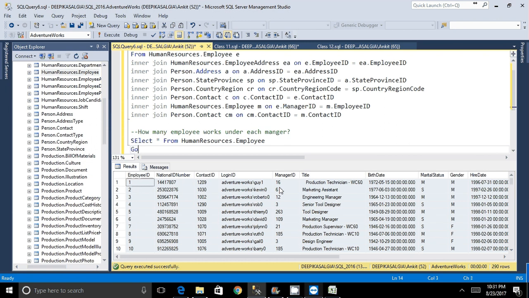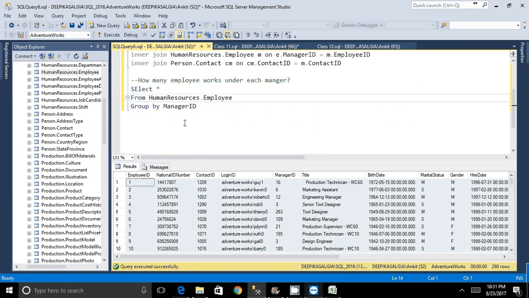Group by. What you're doing is creating buckets by manager ID. Good. When you group by manager ID, what do you need to count? You're going to say, okay, the manager ID in here. And what were you counting? You were doing count on either the employee ID, or you were counting star.